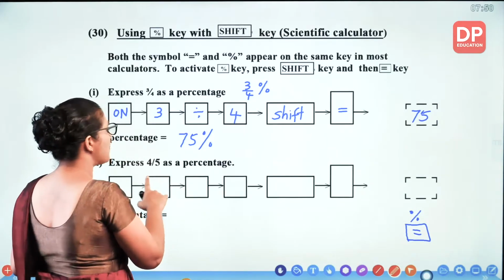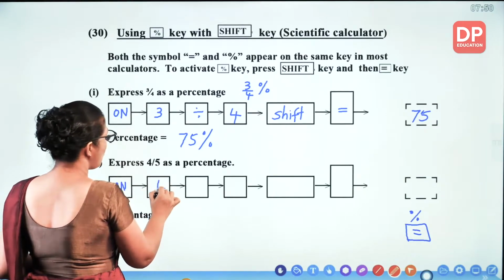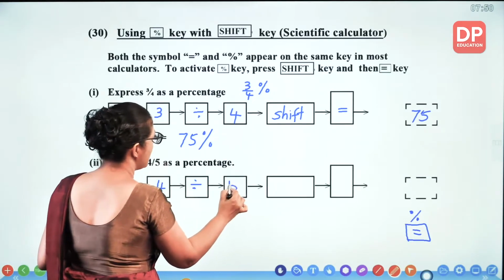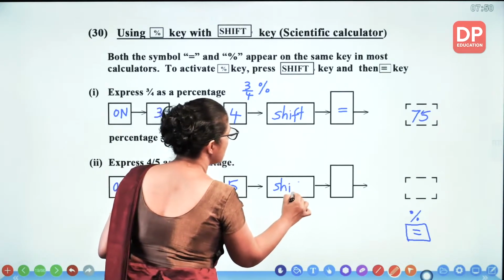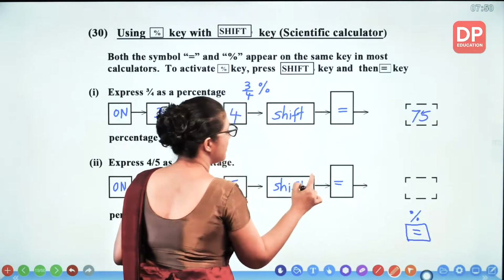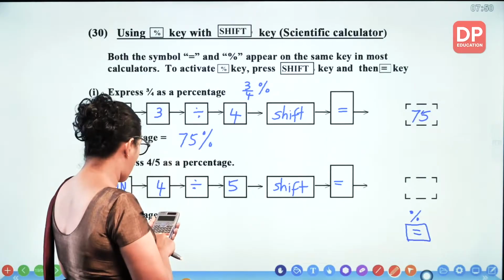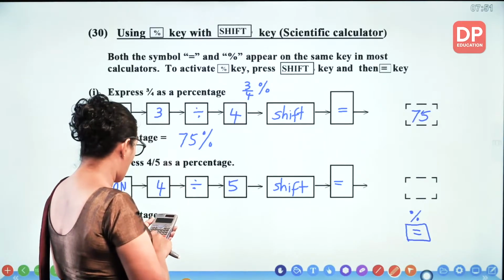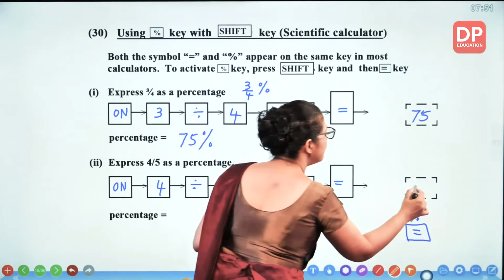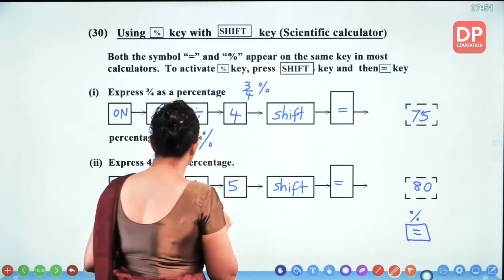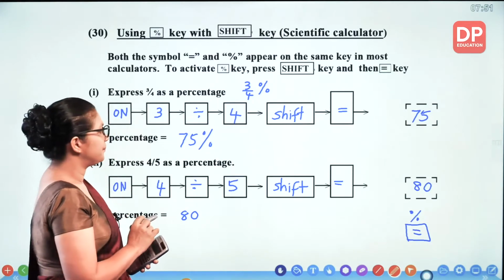Express 4/5 as a percentage. Switch on, 4 divide by 5 and then shift with equal sign, you get the answer. 4 divide by 5, shift with equal sign, 80. So the percentage value is 80.